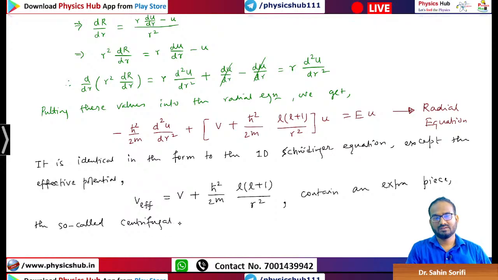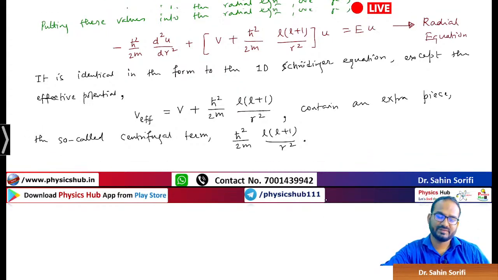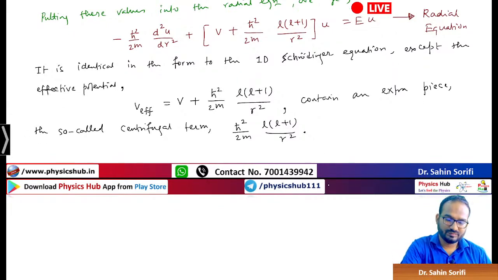Centrifugal term. H cut square by 2m, L into L plus 1 by r square. So what is the purpose of this centrifugal term? You know, what does the centrifugal term do? It pushes the particle away from its center.